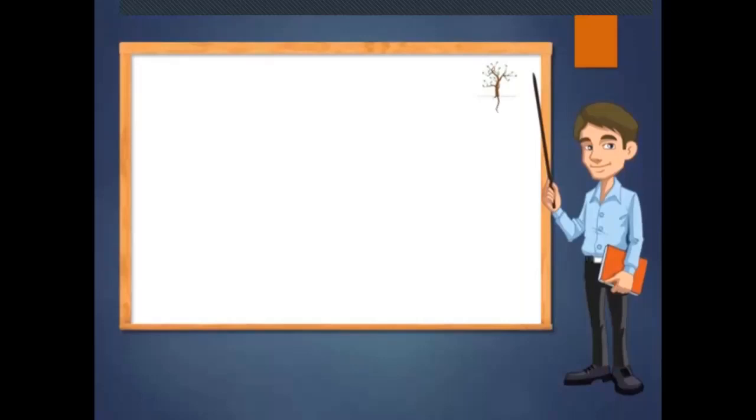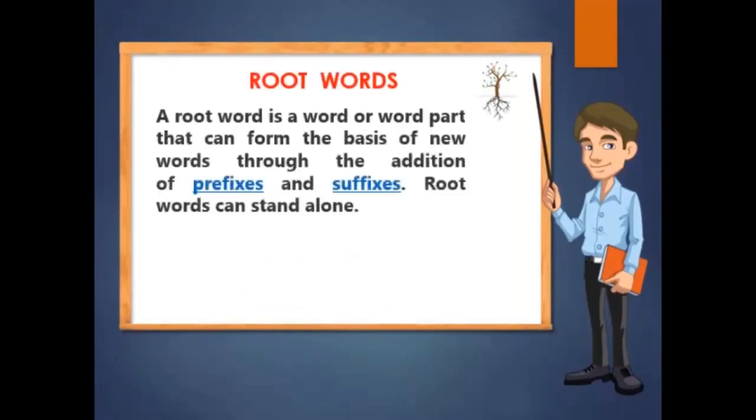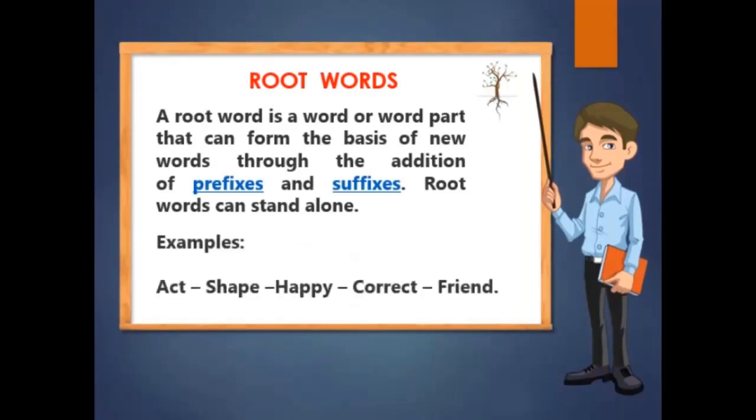In the definition of affixes, I mentioned that they are attached or added to root words. What are root words? A root word is a word or word part that can form the basis of new words through the addition of prefixes and suffixes. Root words can stand alone. So I'm gonna give you some examples. The words act, shape, happy, correct, and friend.